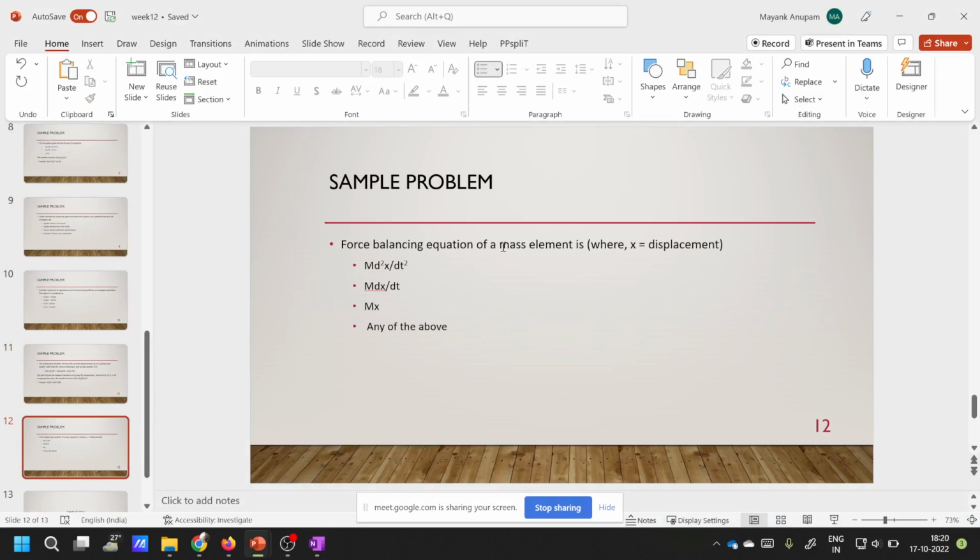So what is the force balancing equation of a mass element? This is pretty simple, right? This is 11th standard physics. What is the force balancing equation of a mass element, where x is the displacement? So this is the first option, right? m into d2x by dt square, which is mass into acceleration. Mass into acceleration is the force balancing equation for the mass element, correct?